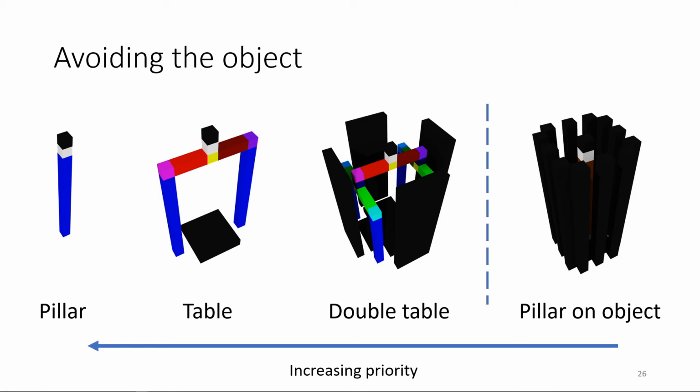A core aspect of our contribution is the fact that object avoidance is encoded in the adjacency constraints. An object voxel cannot be adjacent to a support voxel in the resulting structure. Our set of constraints for the first phase allows the following structures specifically designed to avoid the object. These are, from left to right, a single pillar, a table consisting of a bar resting atop two pillars, and two tables stacked on top of each other.